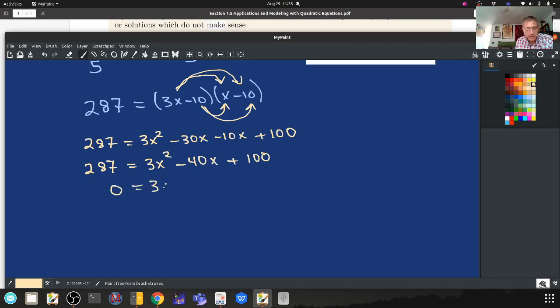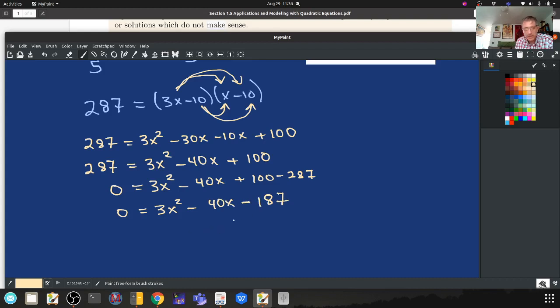When I move it to the other side, it becomes negative. That's the price you pay for moving it to the other side. So I have 0 is equal to 3x squared minus 40x minus 187.